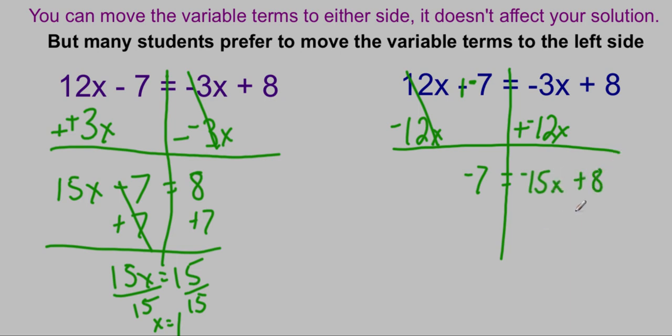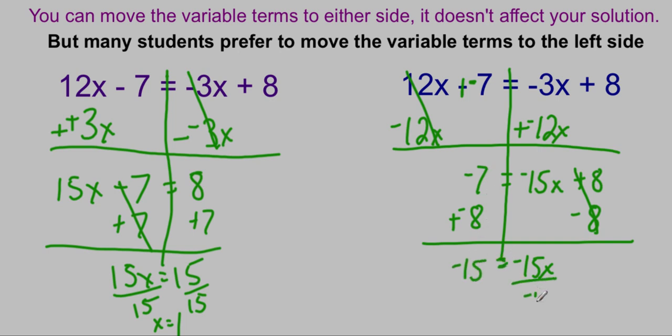Now it's just a simple two-step. I subtract my 8 away from both sides. So I'm left with negative 15x. A negative and a minus don't work, so I'm going to make it into adding the opposite. Negative 7 plus negative 8 is negative 15. Divide both sides by negative 15, and I get 1 is equal to x.